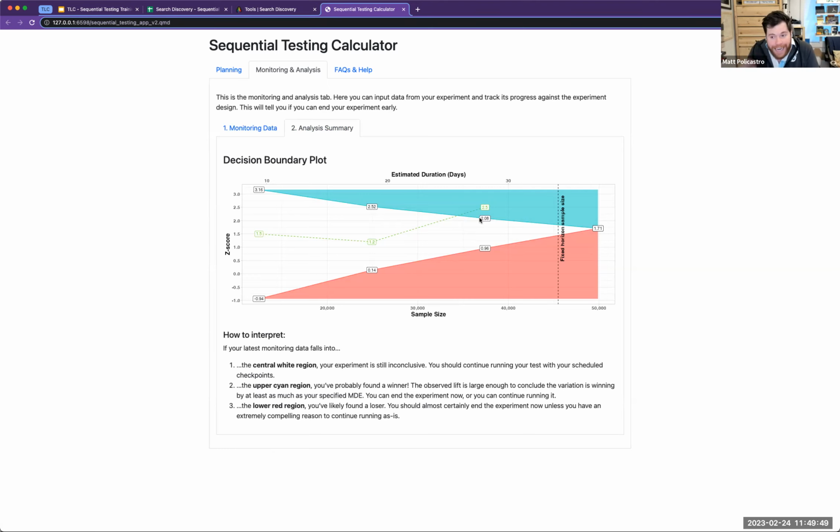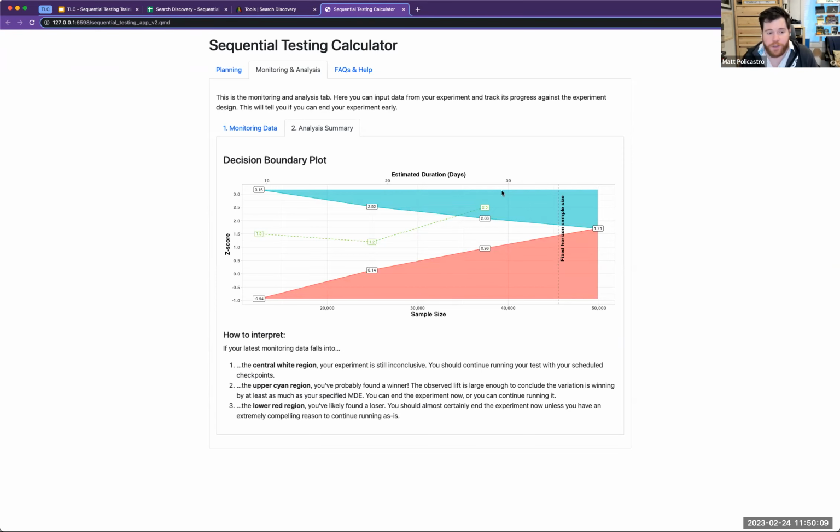If you want to be really precise about the size of the effect, this may not be the best way to do it. It's just a really good way to get at, do I think that this is winning by at least this much? That's the right way to think about this. And the flip side, of course, is that if it's going into the lower red region, then it's like, hey, this lost, it's somewhere below our minimum detectable effect. We shouldn't consider this a winner.